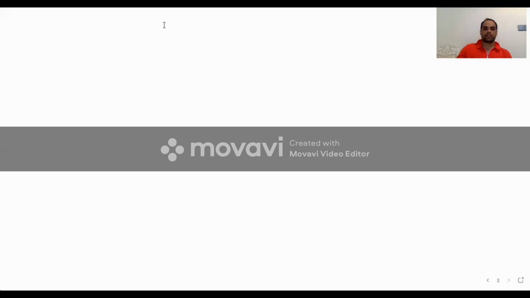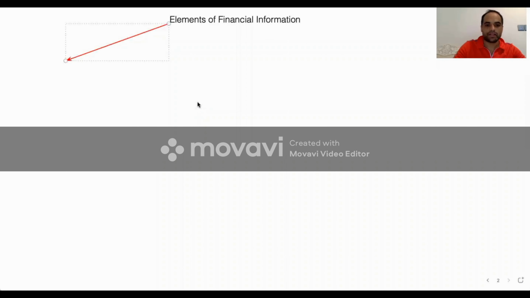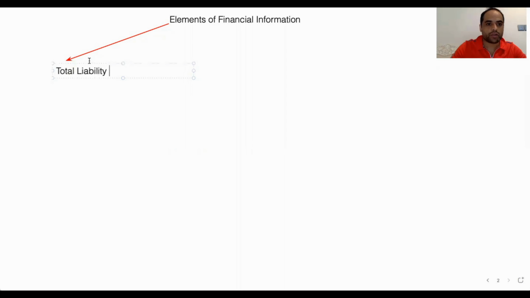Again, we are discussing the elements of financial information. Now we are discussing the second element, and the second element is total liability. Total liability, or liability, whatever you prefer to say, but called total liability. So this is the second element, right?